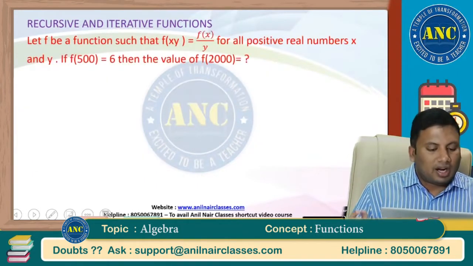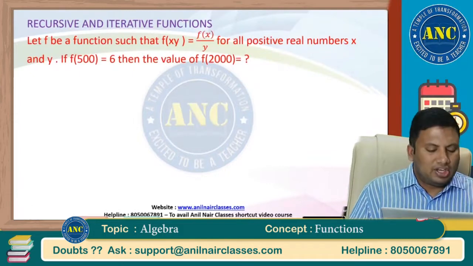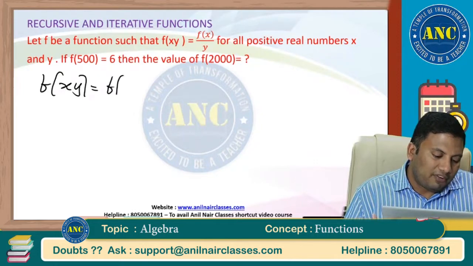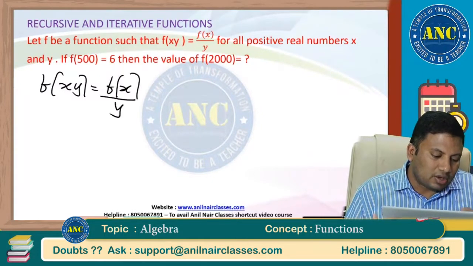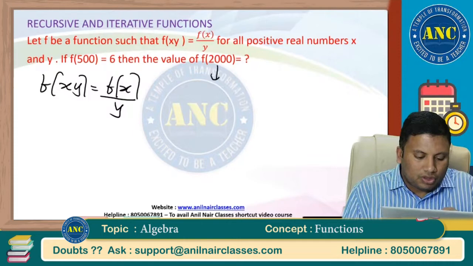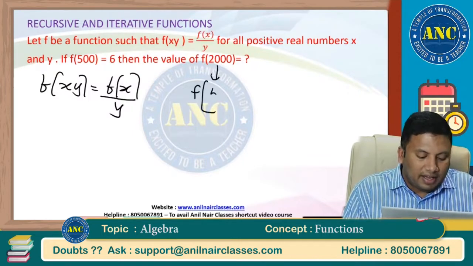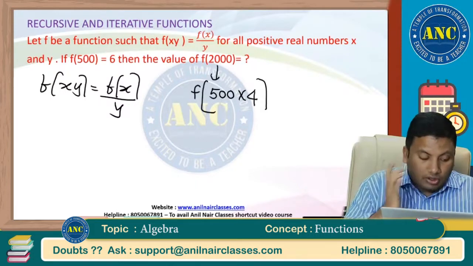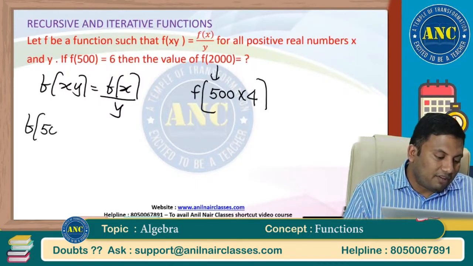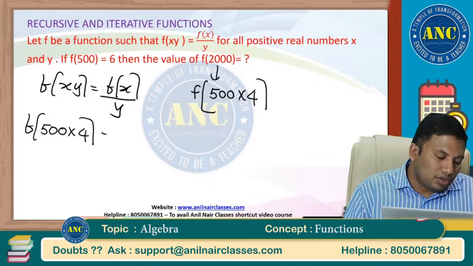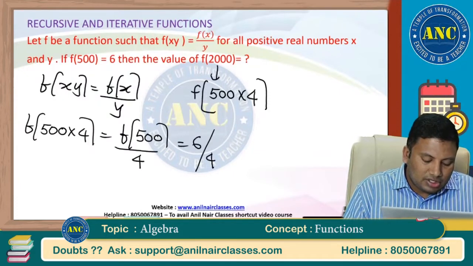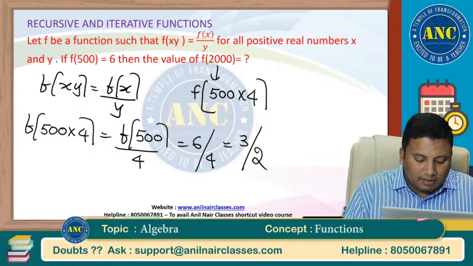Third problem. Now this is a simple management examination question. f of xy is equivalent to f of x by y. Just by seeing the question, you will get the answer. 2000, already 500 is given, so it is f of 500 into 4, which is nothing but f of 500 by 4. F of 500 is nothing but 6. 6 by 4, the answer is 3 by 2.